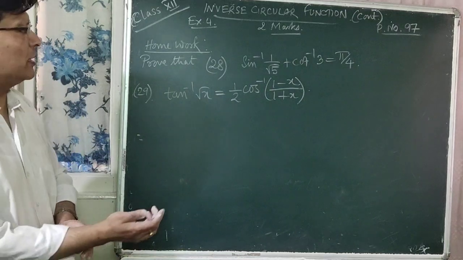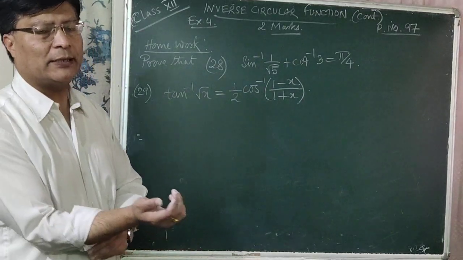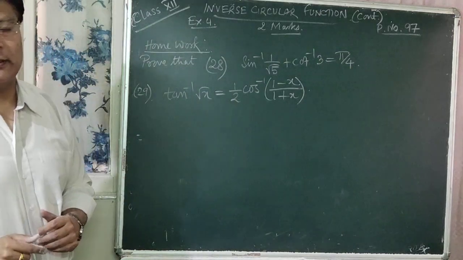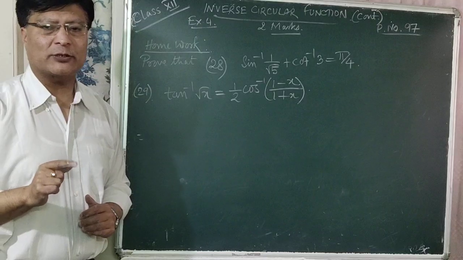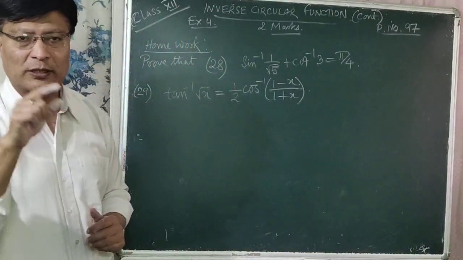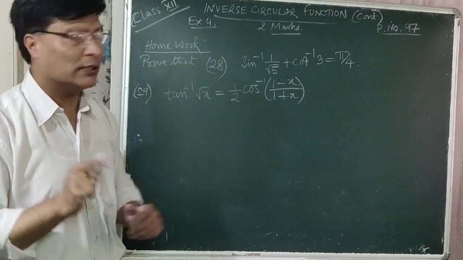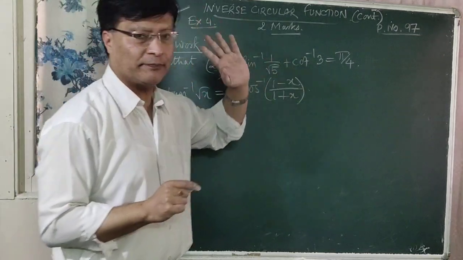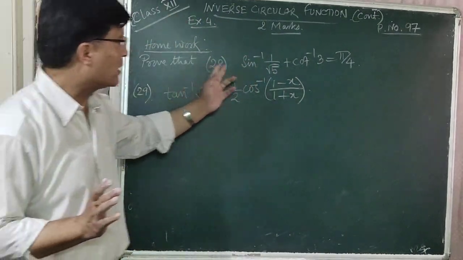Okay, so then you can use that formula, tan inverse x plus tan inverse y is equal to tan inverse within bracket x plus y upon, in the denominator, 1 minus xy. So you can use this formula to prove it. It is similar to question number 27. You can do it. Okay, so you can copy this question.